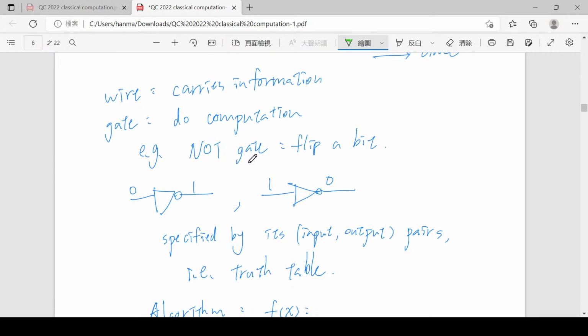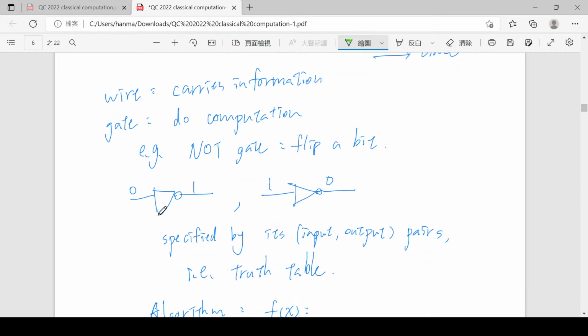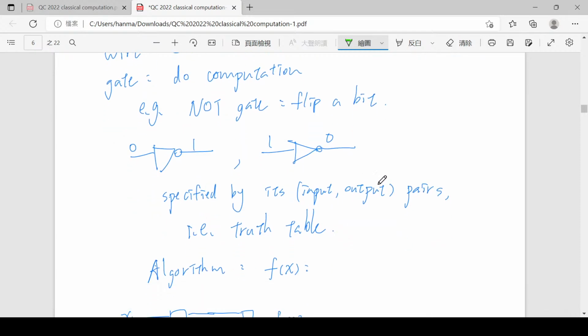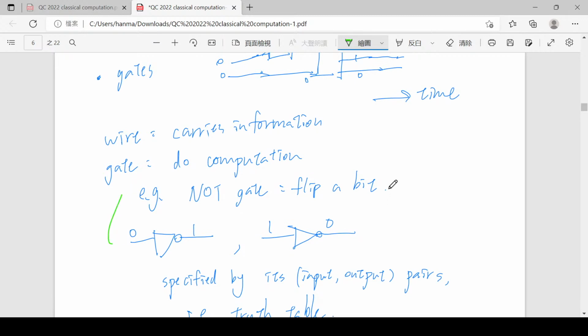So the simplest gate is this NOT gate. It's a 1-bit input, 1-bit output gate, and it will just flip a bit. We usually write it in this symbol, this triangle with a circle. It will flip a bit, meaning if the input is 0, then the output is 1, and if the input is 1, the output will be 0. So that's an example of a gate.